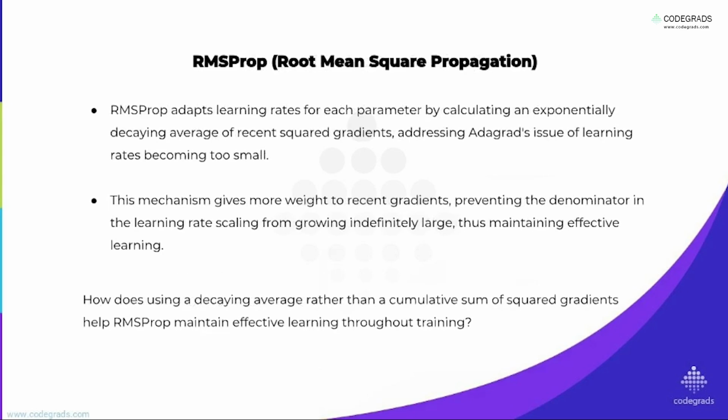RMSprop, root mean square propagation, is an adaptive learning rate method addressing Adagrad's limitations. It adapts learning rates by calculating an exponentially decaying average of recent squared gradients, giving more weight to recent information and preventing the learning rate scaling denominator from growing too large. Using a decaying average, not a cumulative sum, ensures the learning rate doesn't become excessively small, allowing RMSprop to remain responsive and maintain effective learning throughout training.